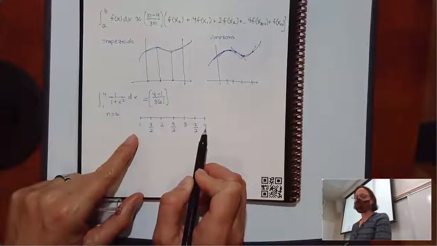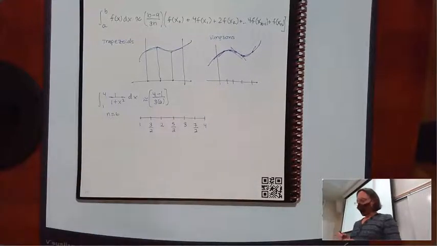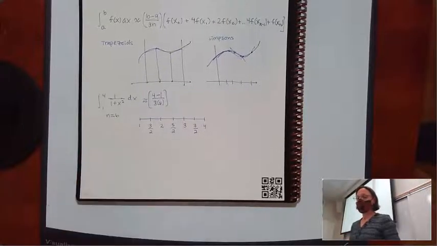Question? Yeah. So if we're given an n that is an odd number. Correct. Yeah. So we can only deal with even numbers for Simpson's rule.